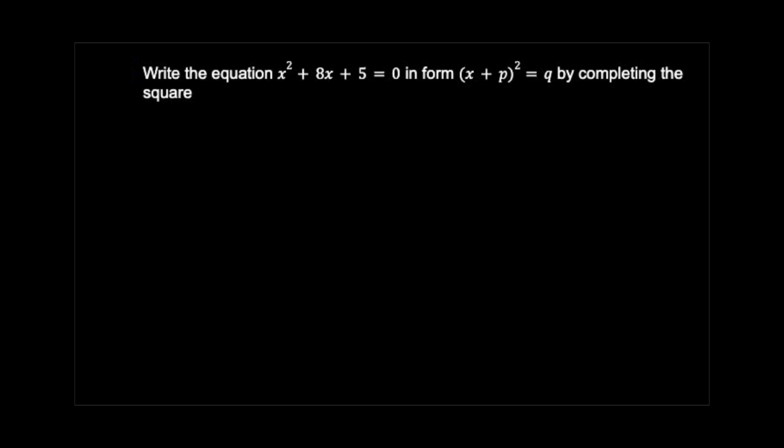In this example, we're supposed to write the equation x squared plus 8x plus 5 equal to 0 in the form of the sum of x and p squared equals q by completing the square. This is essentially the format that it looks like after we do just the completing the square steps.